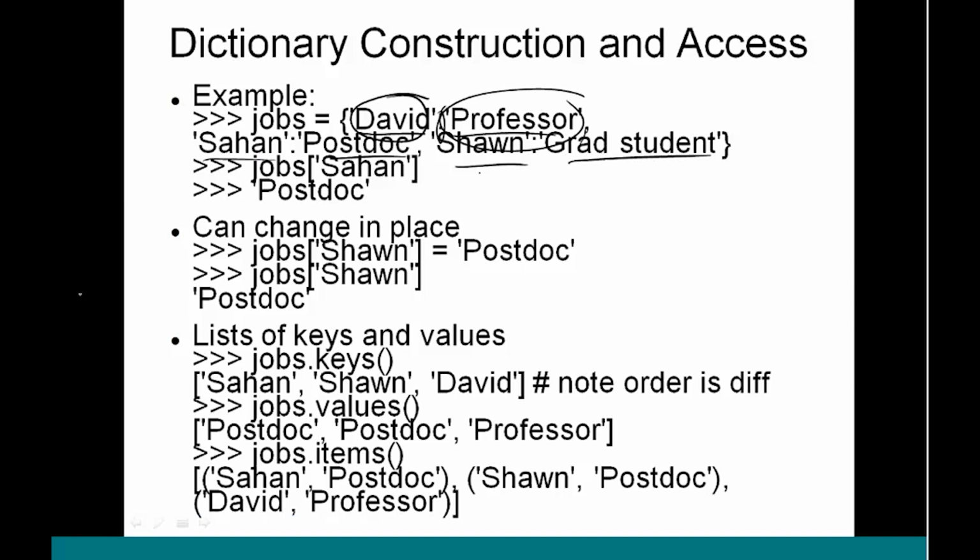So if you just say jobs Sahan, it gives you postdoc. And this is also a mutable database. So essentially you can just say jobs Sean equal to postdoc, and then you can change the job of Sean also to a postdoc.